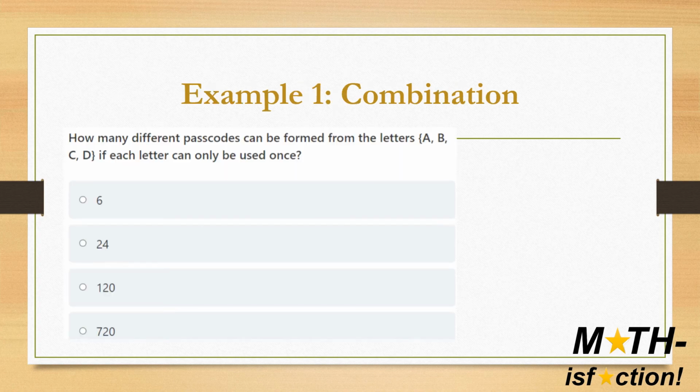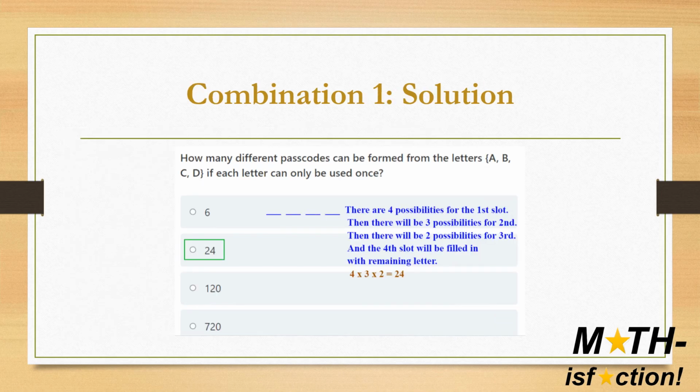Next, we will look at examples on combinations. Example 1. How many different passcodes can be formed from the letters A, B, C, and D if each letter can be used only once? There are 4 possibilities for the first slot. Once that letter is used, there are now only 3 possibilities for the next slot. Once that second letter is used, you're down to 2 possibilities for the third, and finally 1 for the fourth. The total combinations will be 4 times 3 times 2 times 1, which is 24.